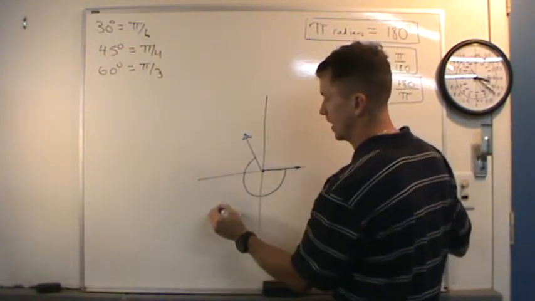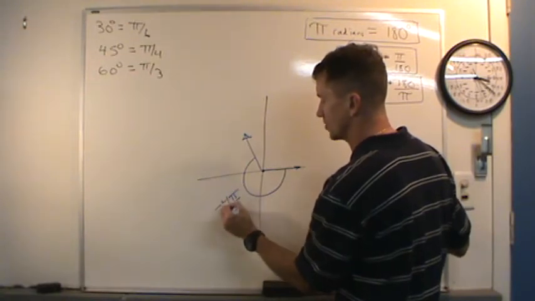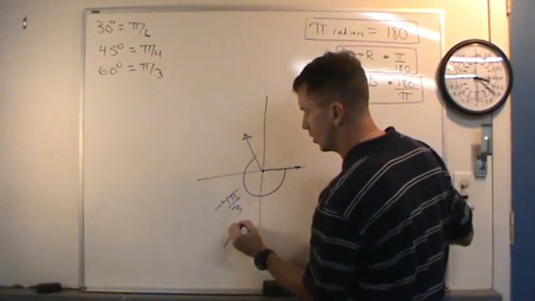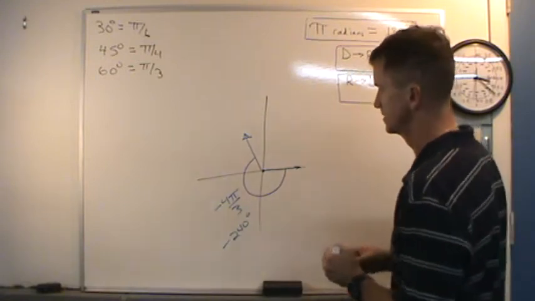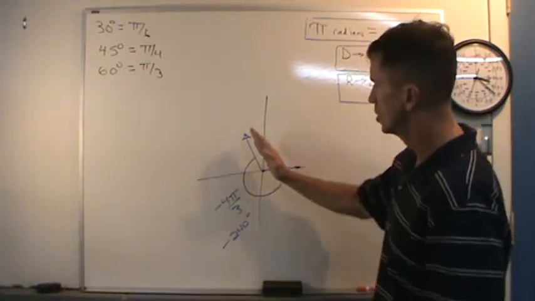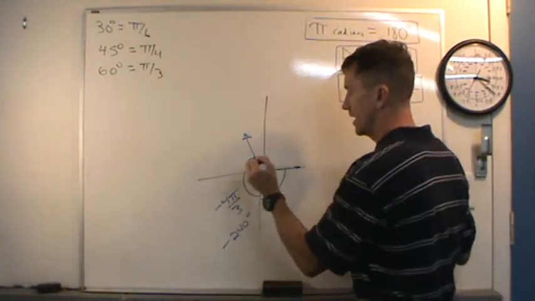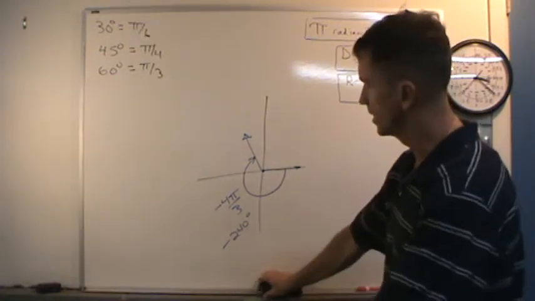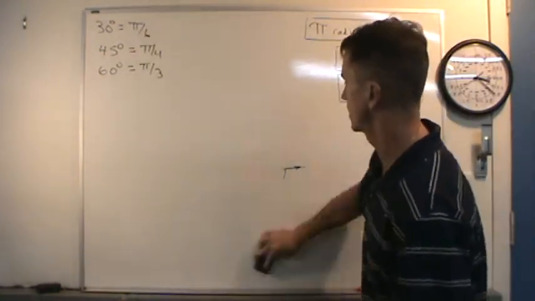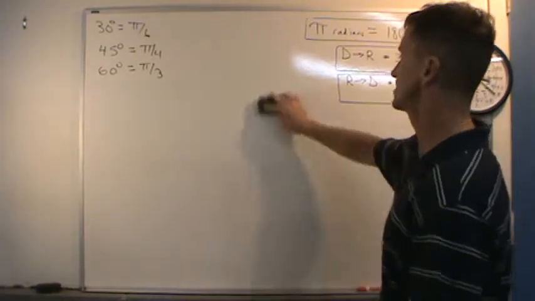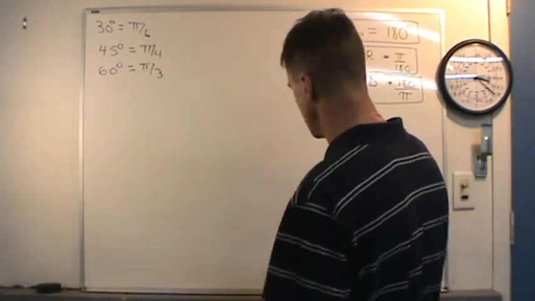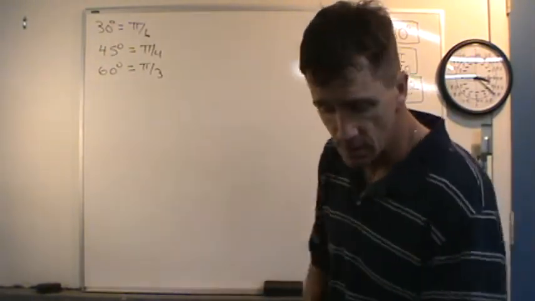Go. And when that would be negative 4 pi over 3 radians, or negative 240 degrees. Initial side, terminal side, when the angle's negative, it rotates in the clockwise direction. Alright, so that's angles in standard position. Now let's talk about coterminal angles.